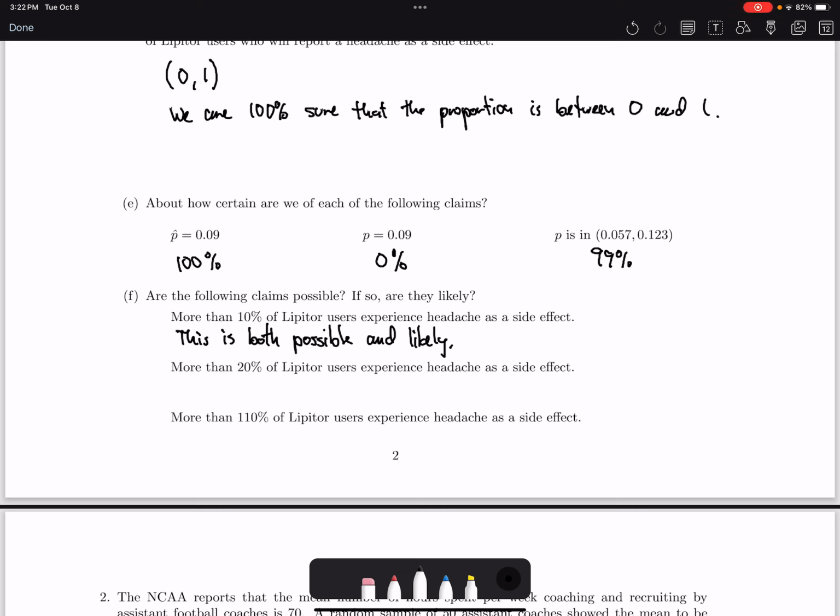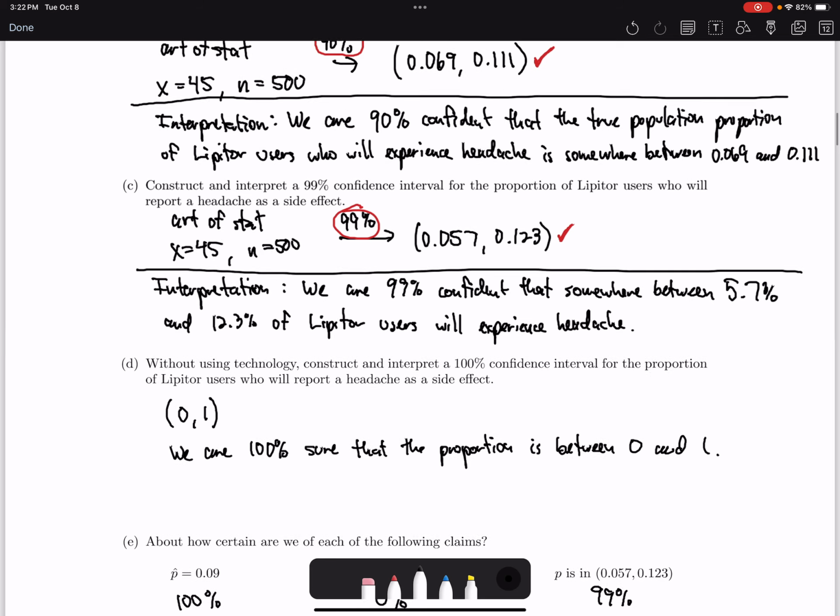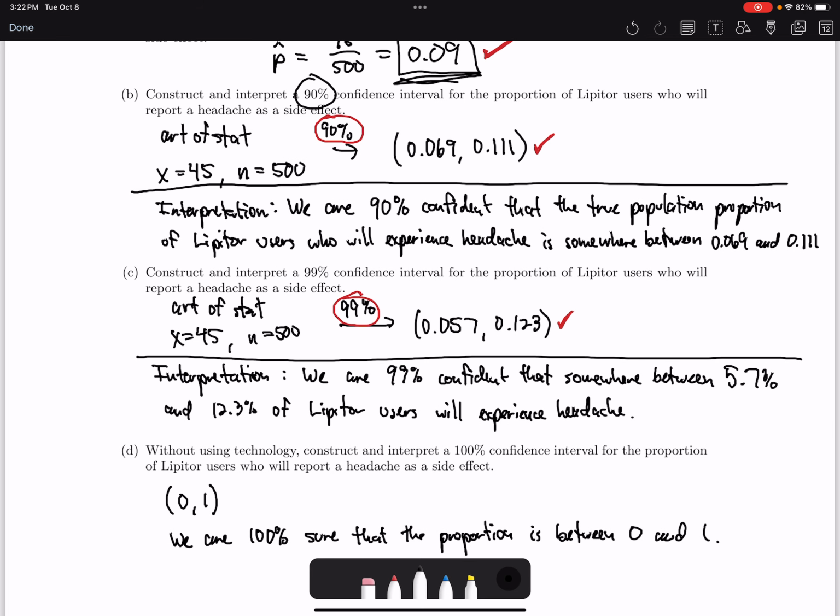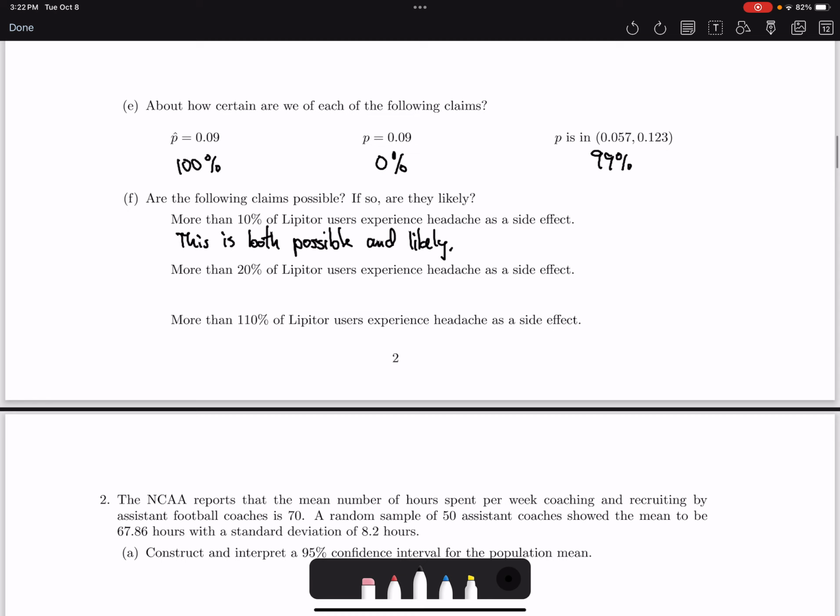Okay, the next claim is that more than 20% of Lipitor users experience headache as a side effect. Well, 20% is possible, but it's not very likely. The upper bound on our confidence interval here was 11.1%, and here it was 12.3%. 20% falls far beyond that upper limit, so that would be highly unlikely, right? That the true population proportion would actually be 20%. It's very unlikely. So this is possible, but not likely.